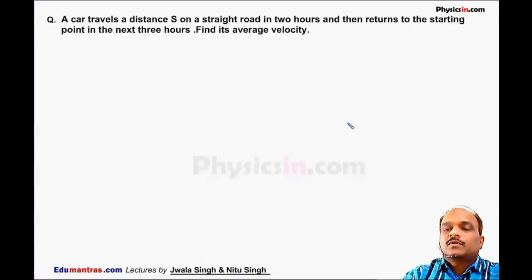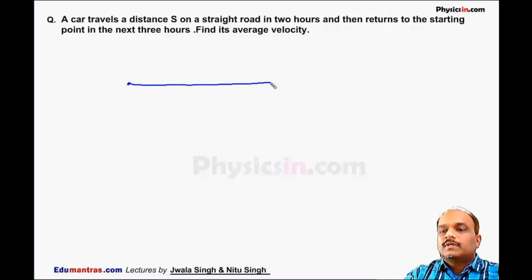After watching this video, now we are going to discuss some fundamental questions based on uniformly accelerated motion. The first question is, a car travels a distance s on a straight road in 2 hours and then comes to the starting point in the next 3 hours. Find its average velocity.